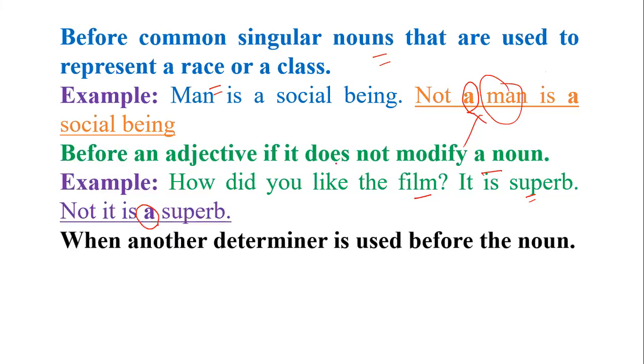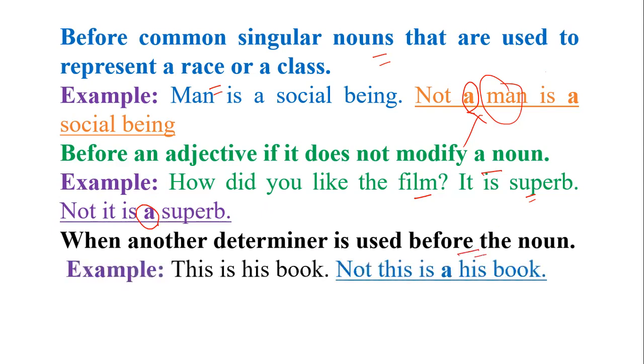Now the next case is where another determiner is used before the noun. Some determiners are used before the noun. In that case also, we can't use article A. Now see, this is his book. We can't call it a his book.